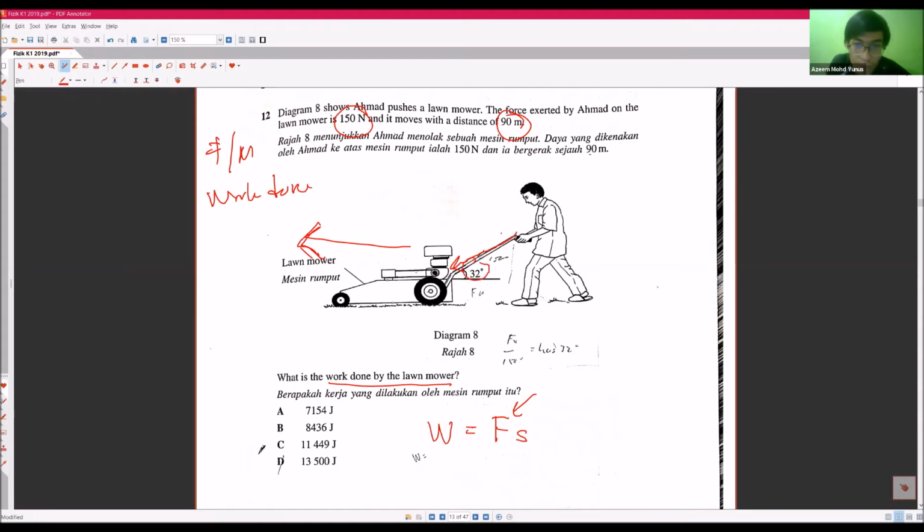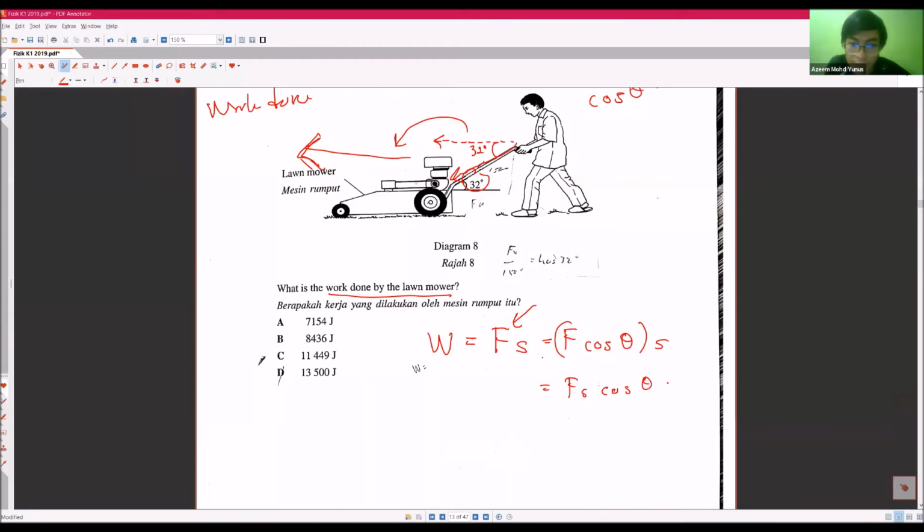So what we should do is take the component of the force that is actually in the same direction as the movement. So we have 32 degrees here. If we use our math knowledge, this is Z here, this is parallel, so this must be 32 as well. So this force relationship with this force is adjacent. So again, if we see adjacent, we must use cos theta. So W equal to Fs, W equal to F cos theta s, or Fs cos theta. It doesn't matter because multiplication is interchangeable.